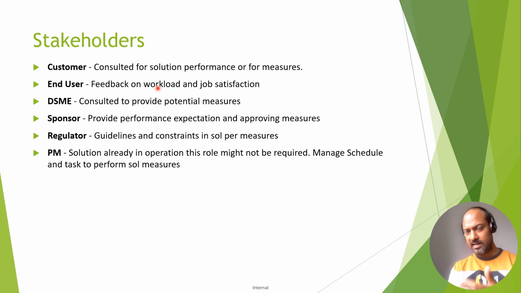So when we talk about the end users, the KPIs are not quantifiable, or they are above the threshold or below the threshold. The end user talks about what he's performing, the workload, and the operation part, right? So the job satisfaction part. The end user talks about that, and then we are able to conclude and quantify those KPIs. The domain subject matter expert is consulted to provide potential measures. So the domain subject matter expert knows everything. So he's also consulted to provide the potential measures that we can use.